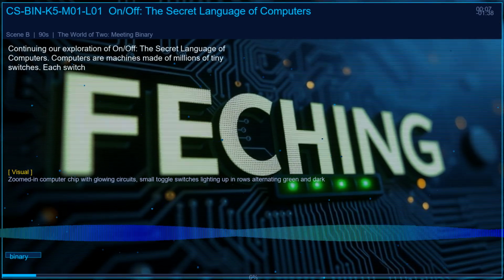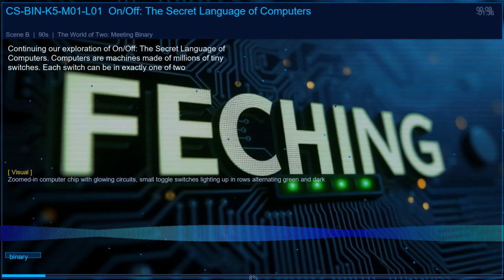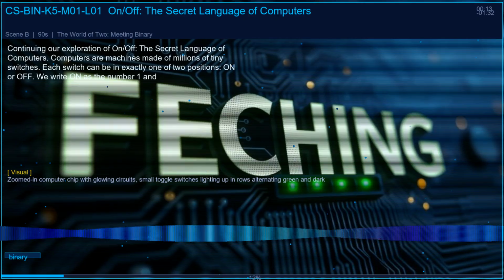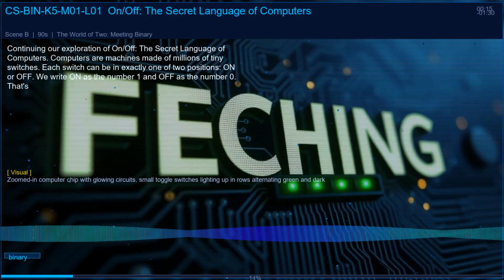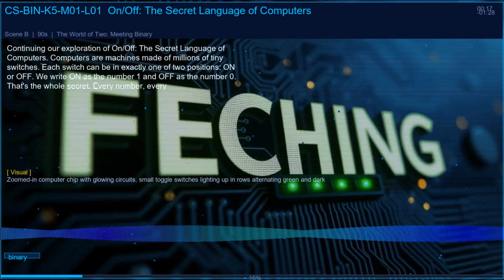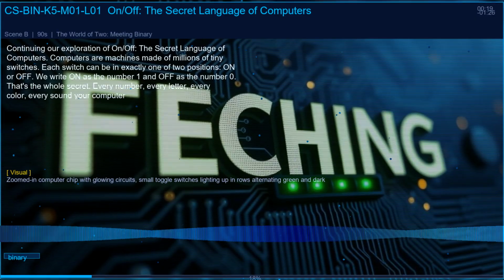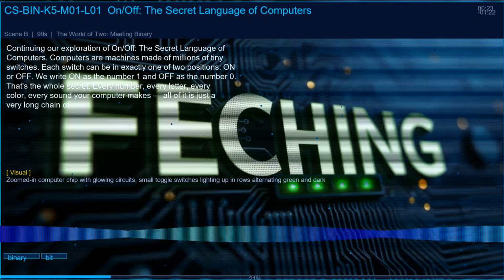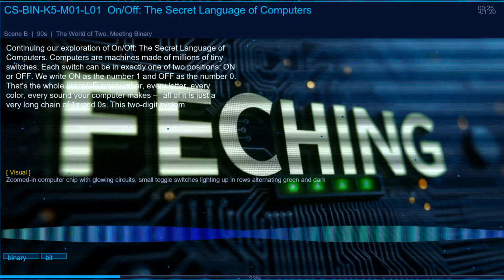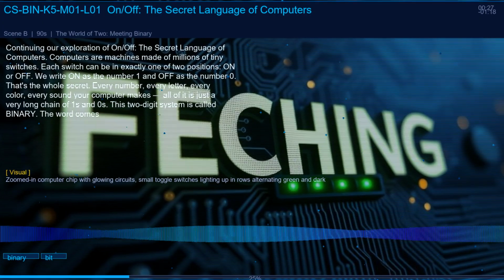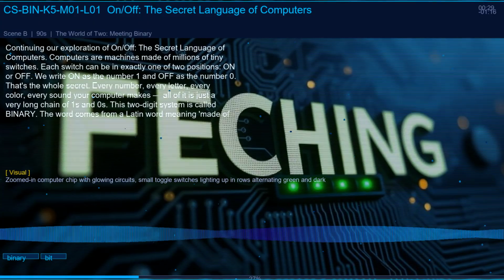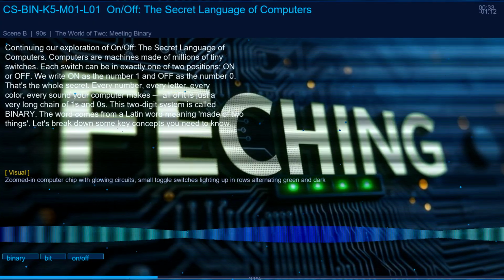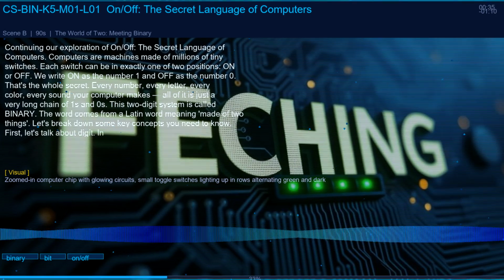Computers are machines made of millions of tiny switches. Each switch can be in exactly one of two positions, on or off. We write on as the number 1 and off as the number 0. That's the whole secret. Every number, every letter, every color, every sound your computer makes, all of it is just a very long chain of ones and zeros. This two-digit system is called binary. The word comes from a Latin word meaning made of two things.